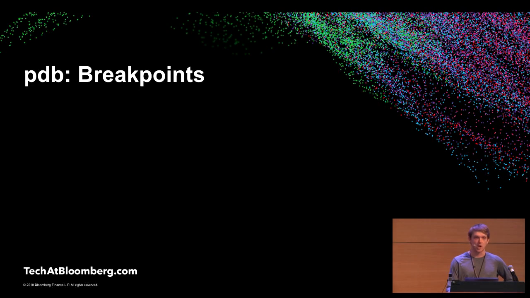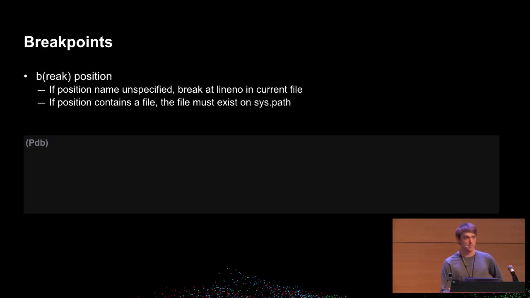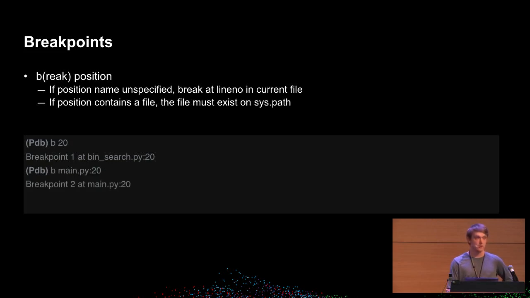So the next thing is we talked about import pdb, pdb.set_trace. We talked about the breakpoint function, but pdb gives you the ability to set breakpoints without having to modify your source code. It's really quite simple. You just type b and a position. The position can be a line number, a function name, a file name and a line number, etc. b 20 sets a breakpoint at line 20. b main.py:20 sets it at line 20 in that file. Pretty straightforward. Or even at a function, binary_search.